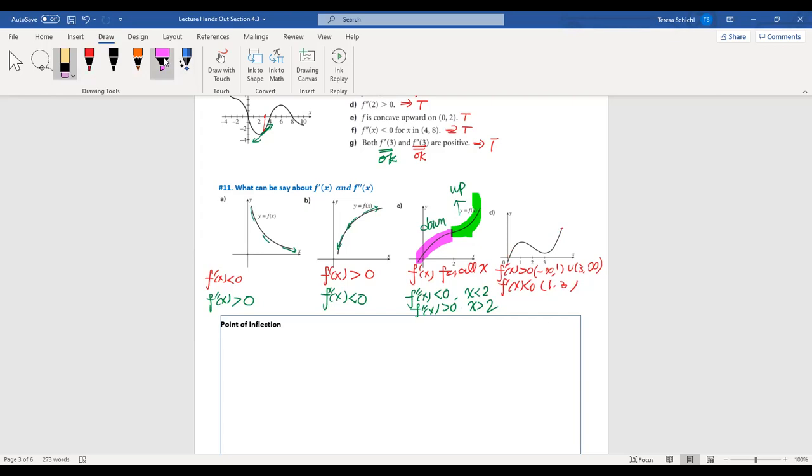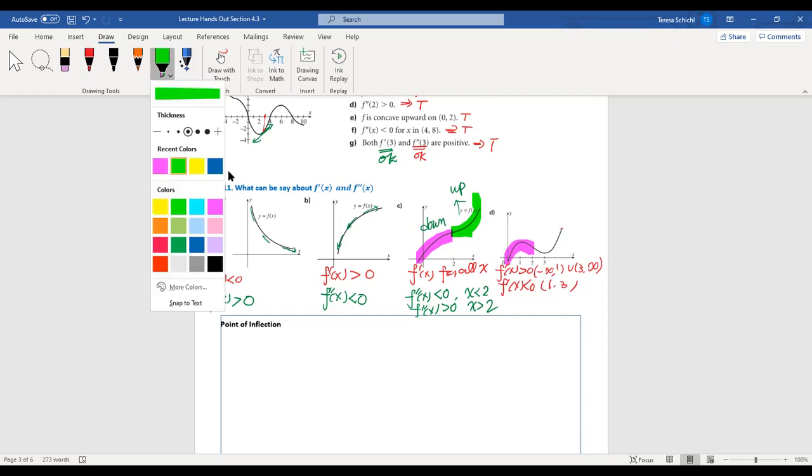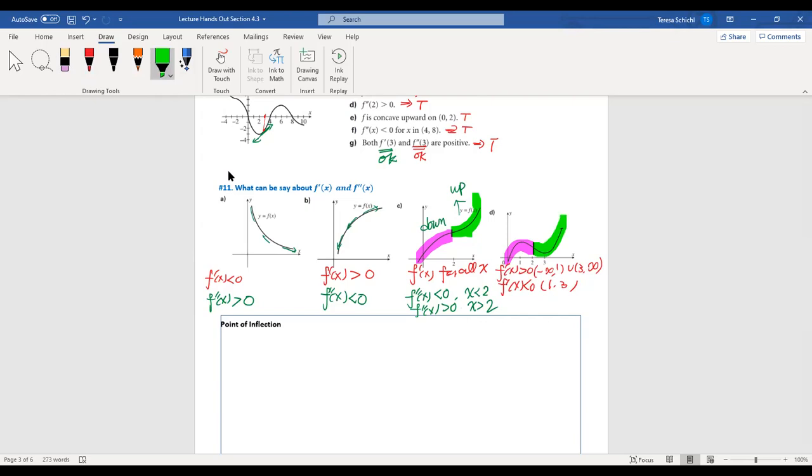Okay, so now let's take a look at the second derivative, when it's going to bend downward and when it's going to bend upward, right? So let's see, bend downward here, right? So this is bend downward. Then where is bend upward? Start here, it goes up here, right?